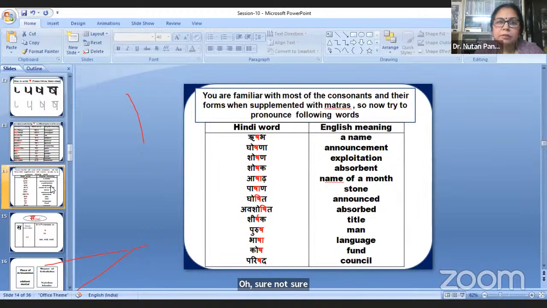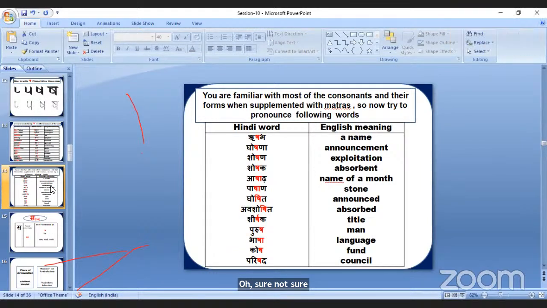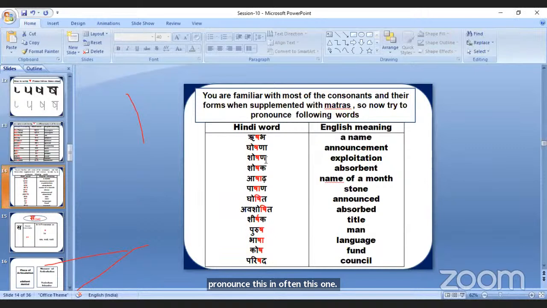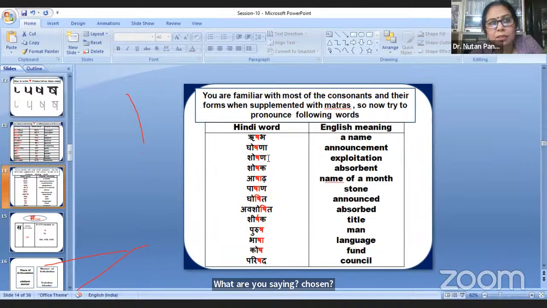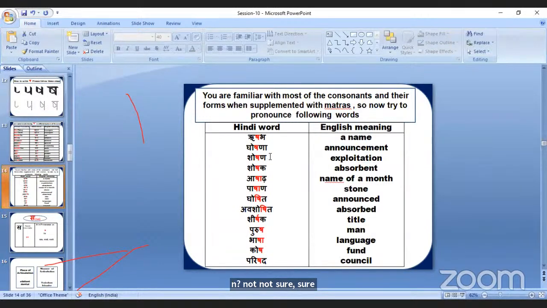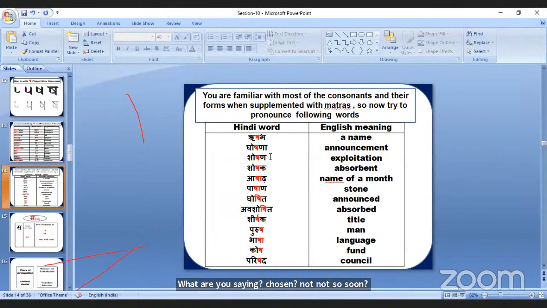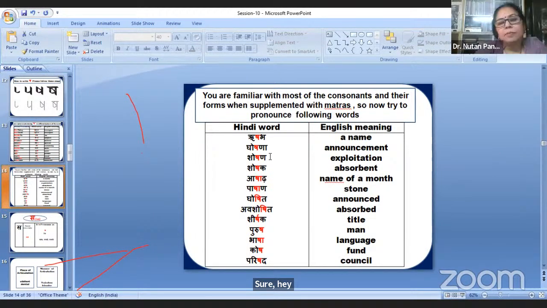Shoshan. Shoshana. You will pronounce this after this one. What are you saying? Shoshana. It is not na, it is na. Good. Shoshana. ठीक है means good. Next.